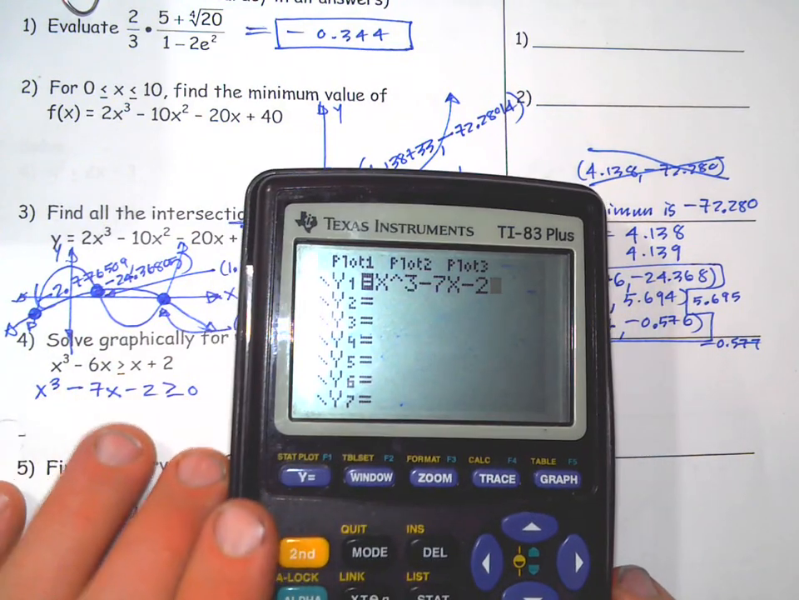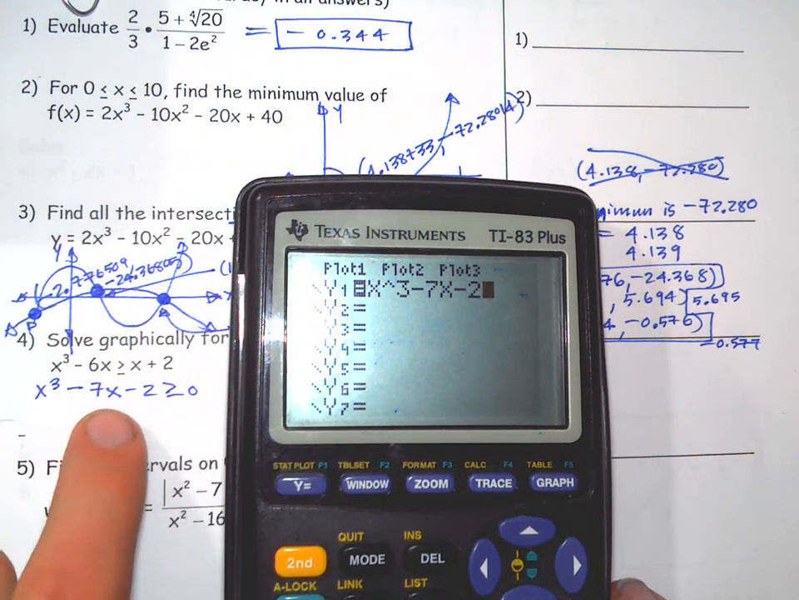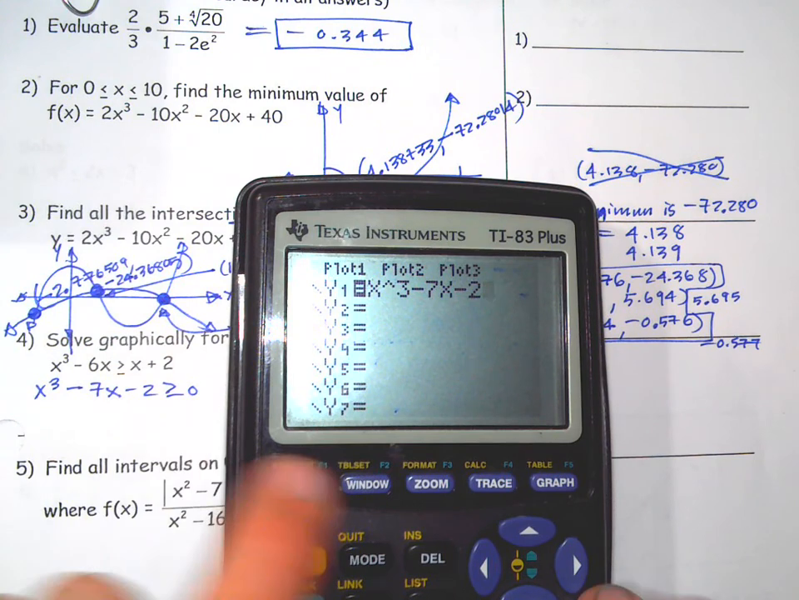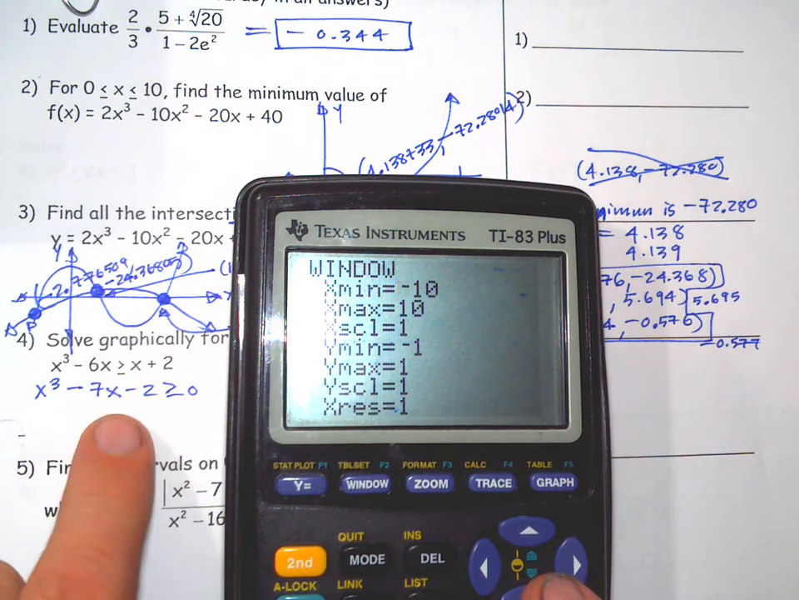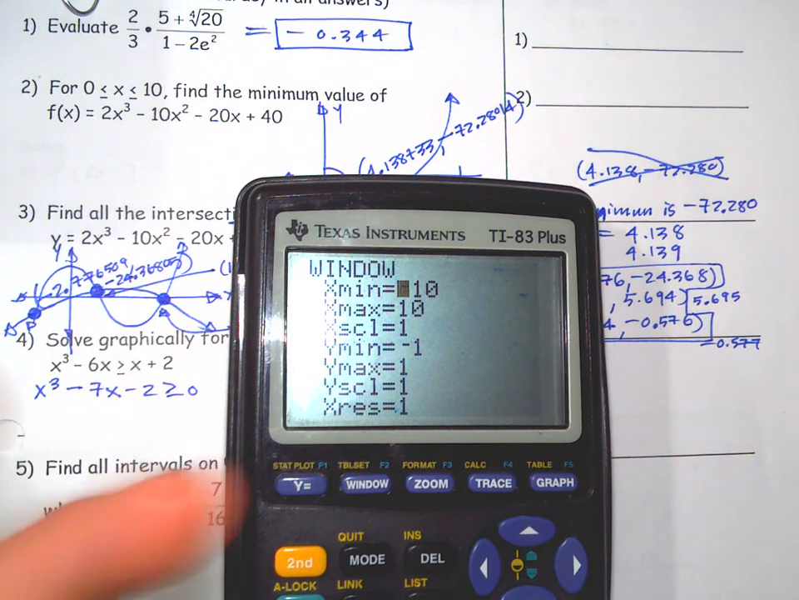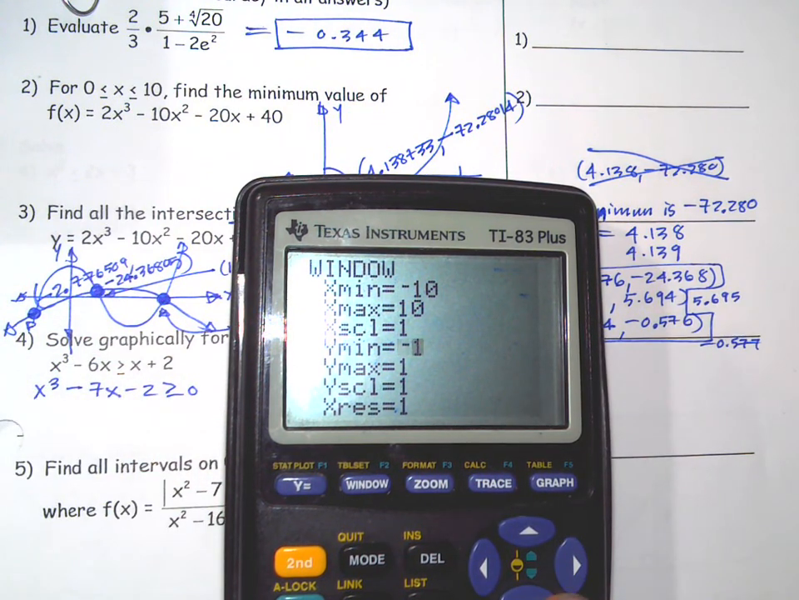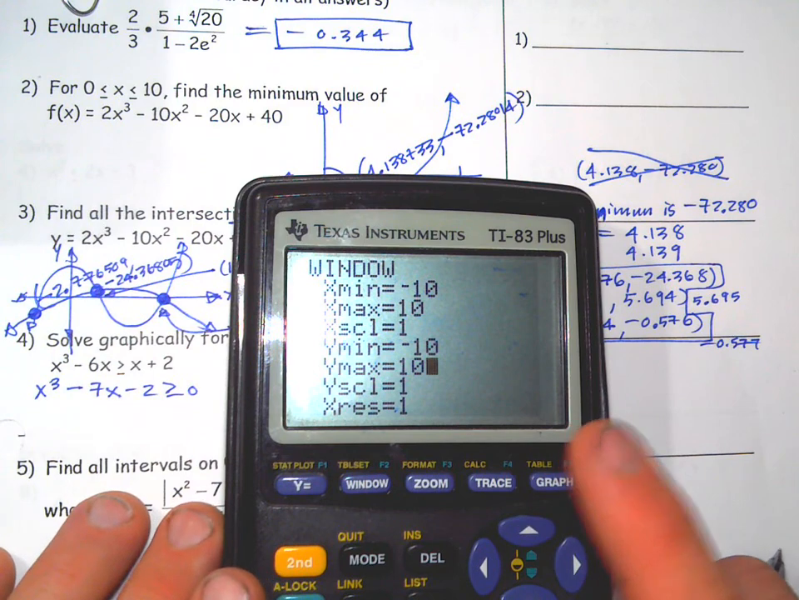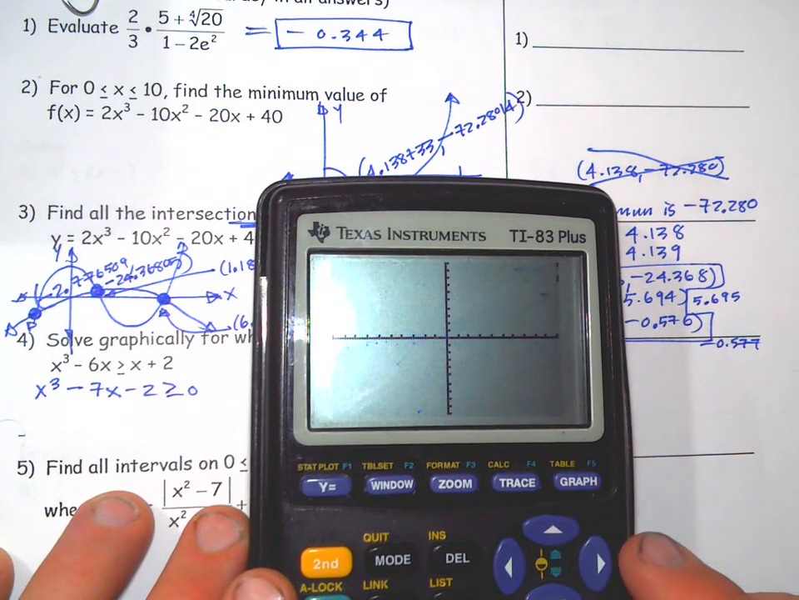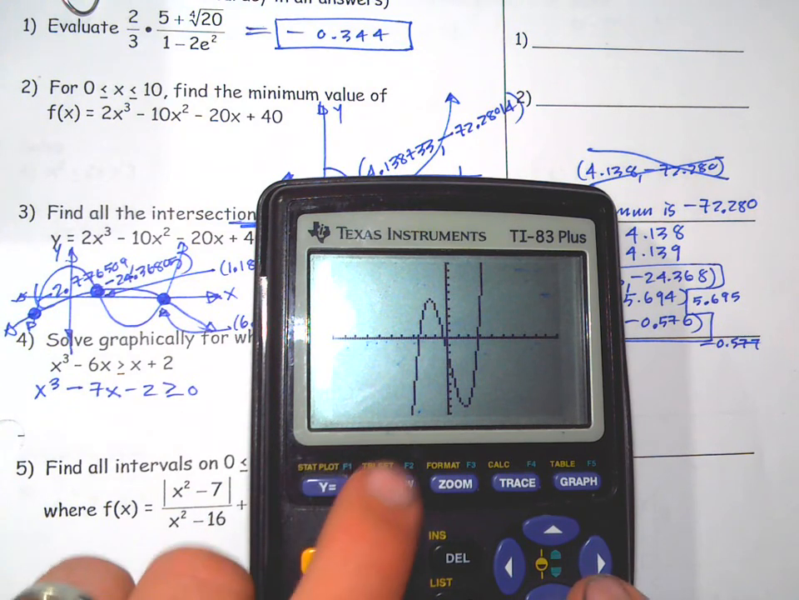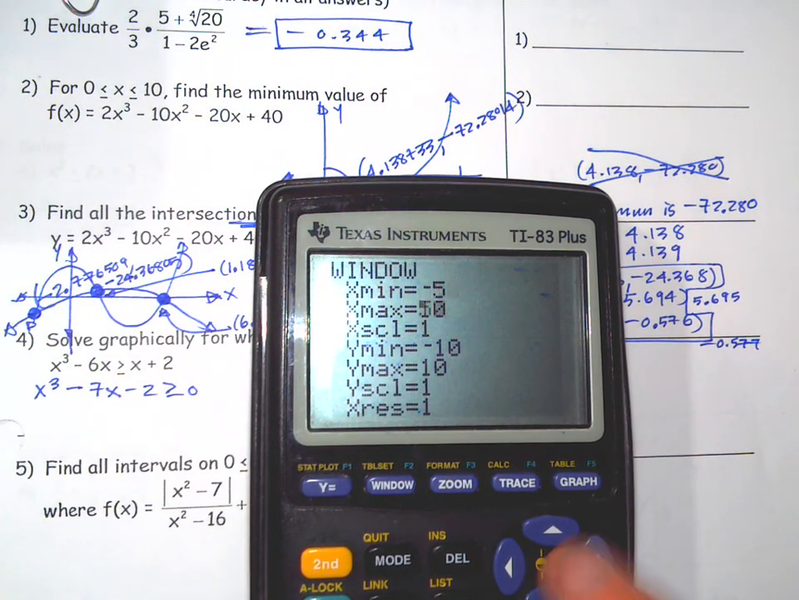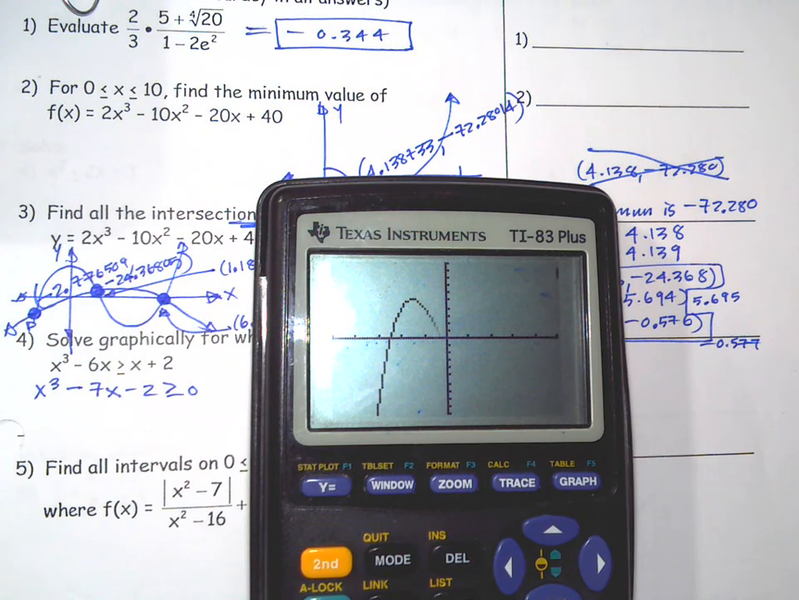It's an inequality. So we're going to say, where is this graph above the x-axis? Now, window, I'm not sure. It's a cubic. So, you know, when we see it, it should hopefully make sense. And if not, we could zoom out or zoom in or something. Oh, that's pretty good. I mean, we could change the window, like negative 5 to 5, get a little closer view of it. Seems pretty good.